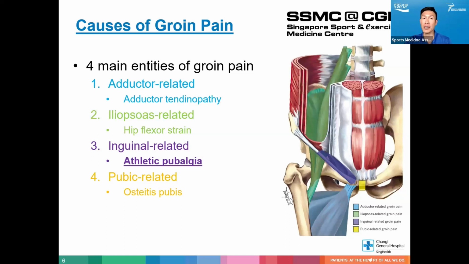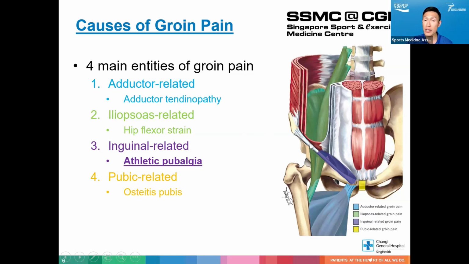And after we have kept all the other differentials at the back of our mind, we go straight into the four main so-called entities of groin pain based on the Doha classification or agreement. We have a few regions, right? So Gordon has actually gone through the most common one, number one here in blue, which is the adductor-related pain, adductor tendinopathy. The second most common one is actually from the hip flexors, the iliopsoas. So groin pain can also be due to the strain from the hip flexors, whether it's weakness or tightness, and so on and so forth.